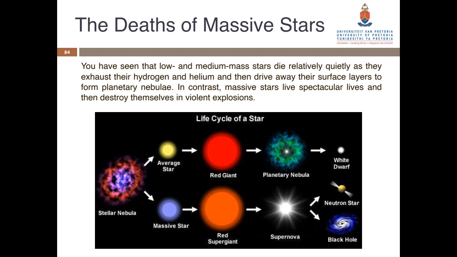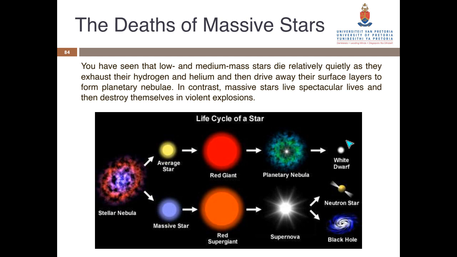So you've seen that low and medium mass stars die relatively quietly as they exhaust the hydrogen and helium and then drive away the surface layers to form planetary nebulae. In contrast, massive stars live spectacular lives and then destroy themselves in violent explosions. So right now, we have done the first branch. A star forms in a stellar nebula, emerges as an average star, becomes a red giant, collapses in on itself into a planetary nebula, and then the only thing that remains is a white dwarf.